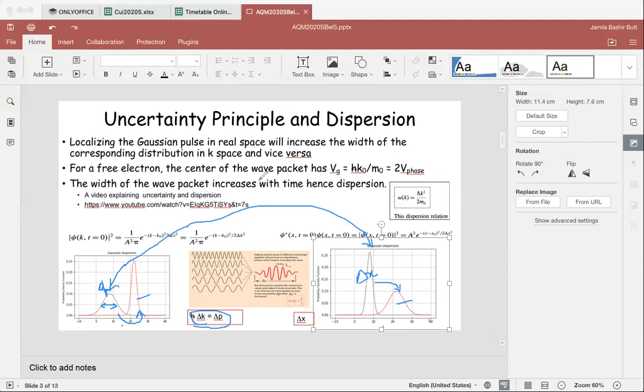So the width of the wave packet increases with time, and so we see the dispersion. I have given this link for a video. I think I have shared it with you previously in our online chats. And this video explains this dispersion in a very nice way.